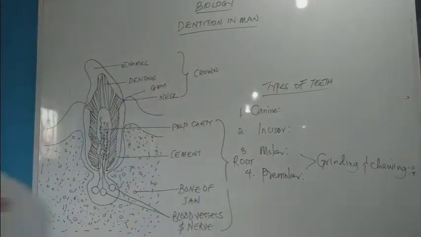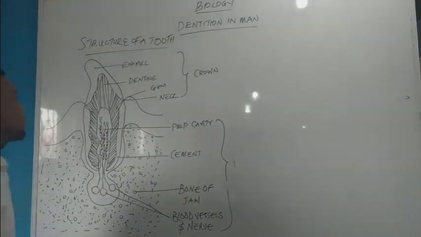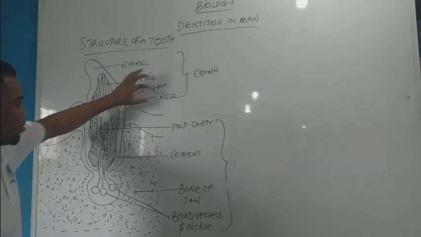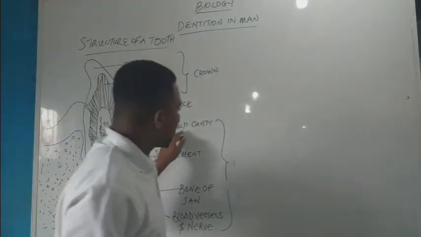So now let's go straight to the structure of a tooth. It is defined as the structure of a tooth. Now it contains enamel, dentine, the gum, the neck. This part is the neck. Then the pulp cavity.